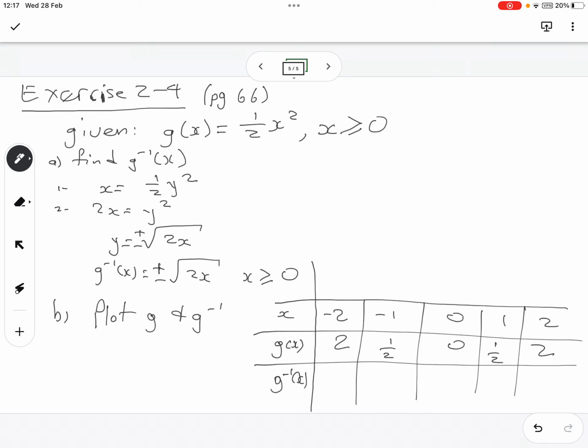Let's look at it for where x is 0. 0 is 0. Okay, and where x is 1, positive root of 2. And where x is 2, positive 2. The first one is for positive 1, root of 2. Yes. Okay.